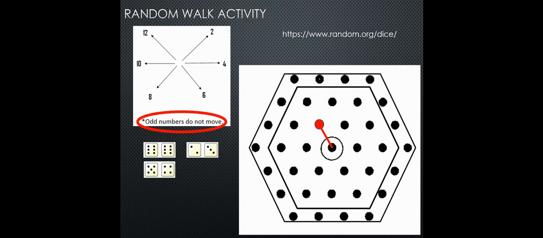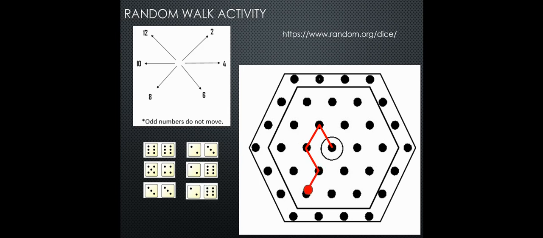So now we have 2 total rolls, but we've only moved once. The next roll is 9. So again, we stay put. The fourth roll is 8. This will cause us to move our photon down and to the left. And then we're just going to keep rolling. If we have a 6, we're going to move down and to the right. We have 8, we're going to move down and to the left. 3, we stay put. 8, we move down and to the left.